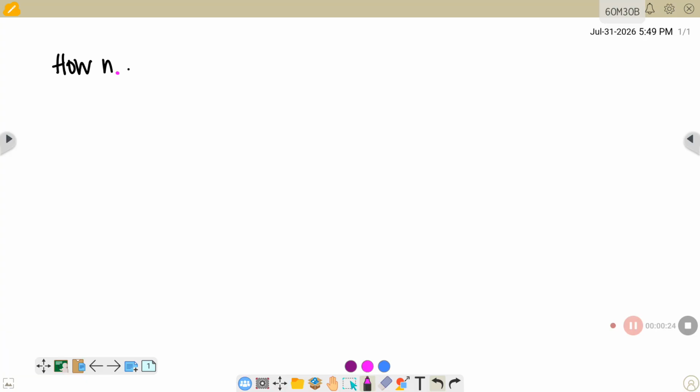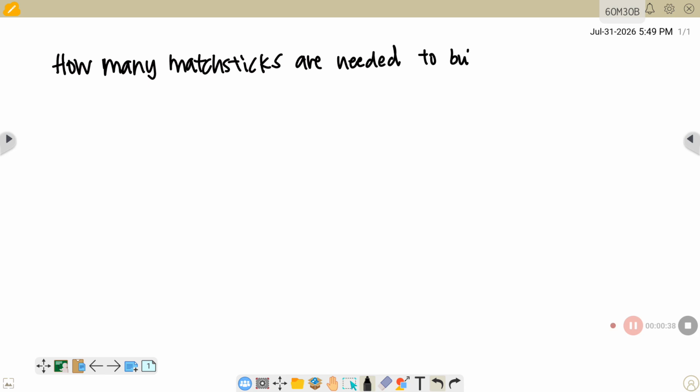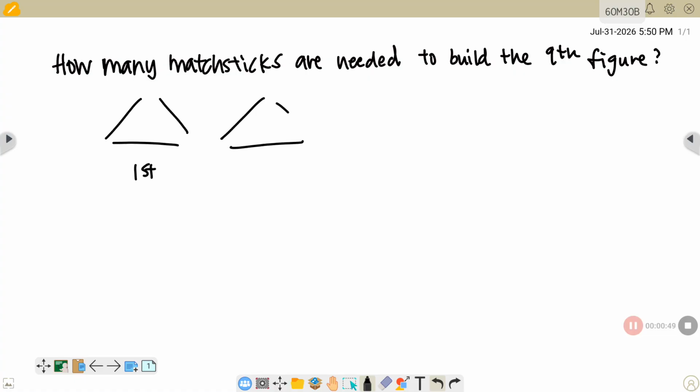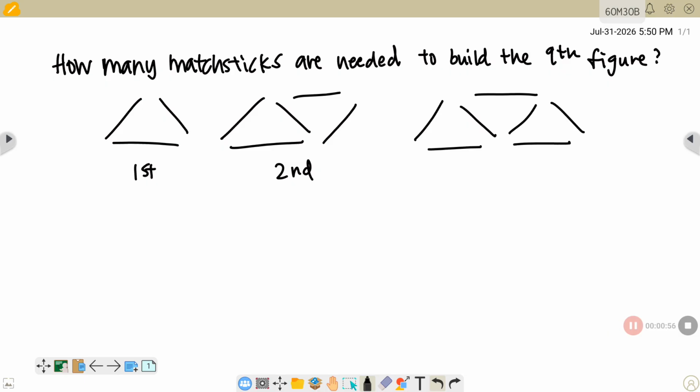They ask how many matchsticks are needed to build the 9th figure. Do you guys have these notes? And then you guys know that, okay, this is the first: 1, 2, 3, 4, 5. This is the second: 1, 2, 3, 4, 5, 6, 7. And this is the third.